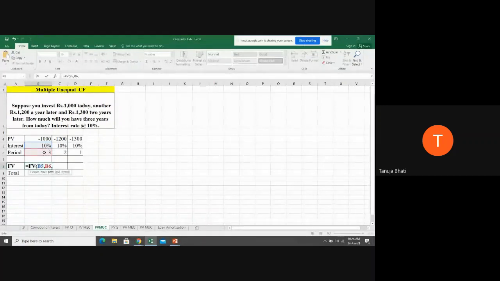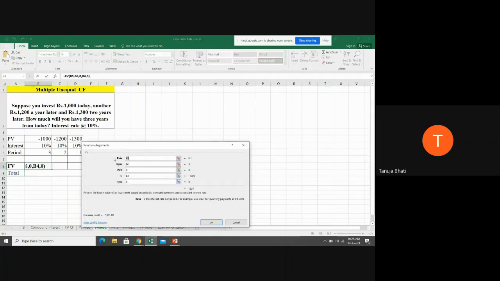PMT, is the PMT there? PMT is 0 since PMT is not given, that is, the annuity is not given. So 0, comma, the present value is given as 1000. Then comma 0, and just close the bracket. I'll show you the same in this particular table.